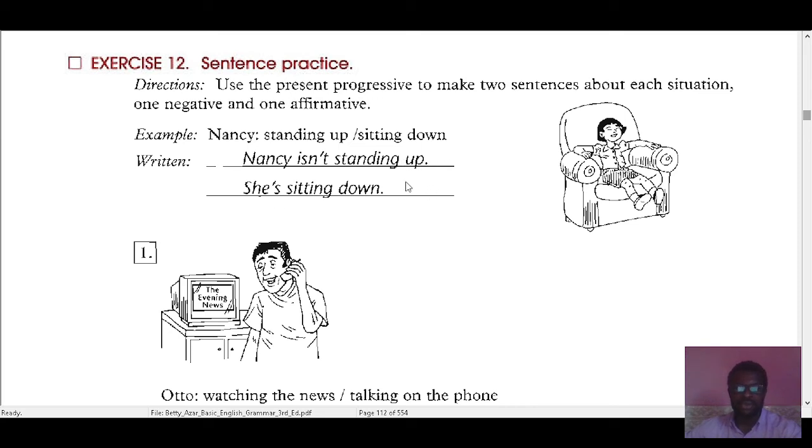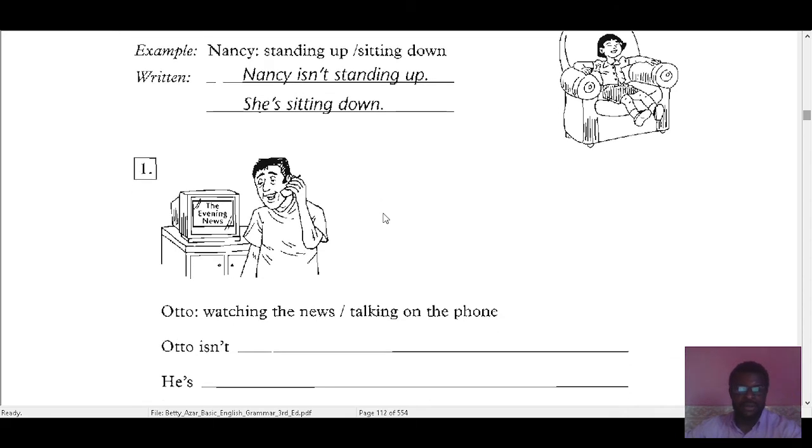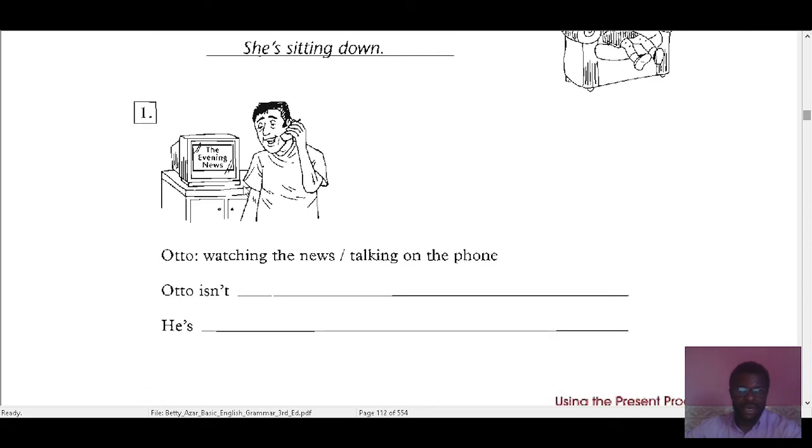I am talking to you. They are looking at their teacher. They are listening. They are laughing. We are studying grammar. So here we are supposed to use the picture or the sentence: Otto watching the news, talking on telephone. So Otto isn't watching the news. He is talking on the telephone.